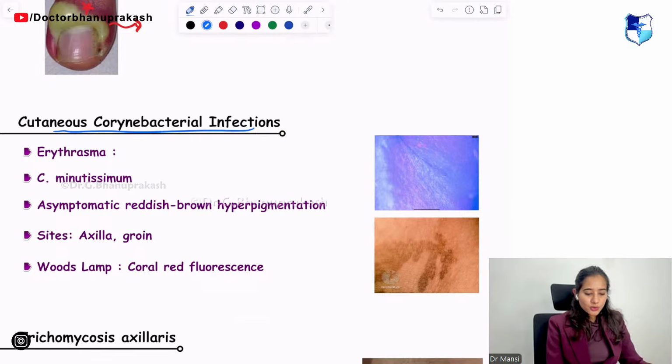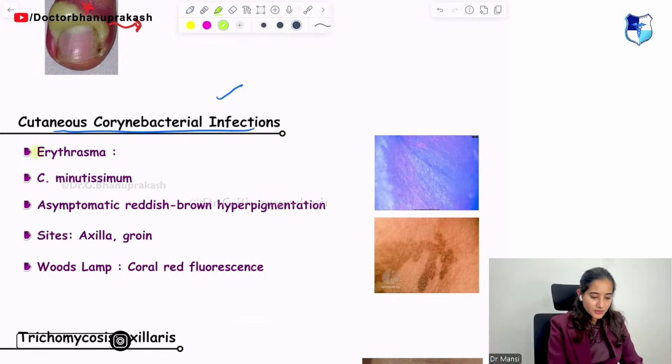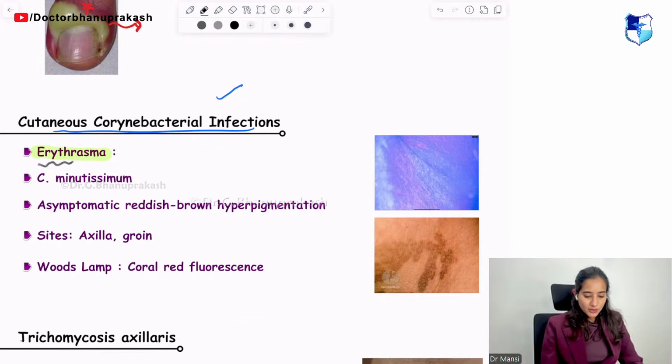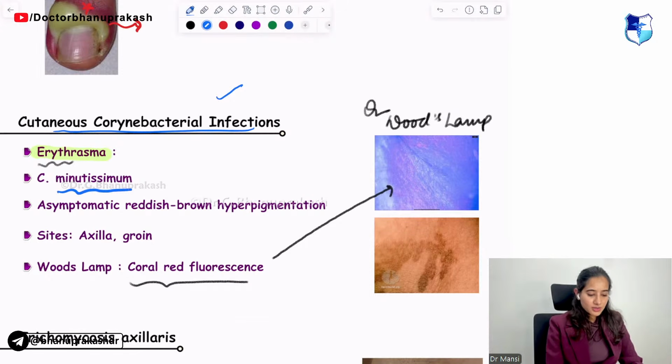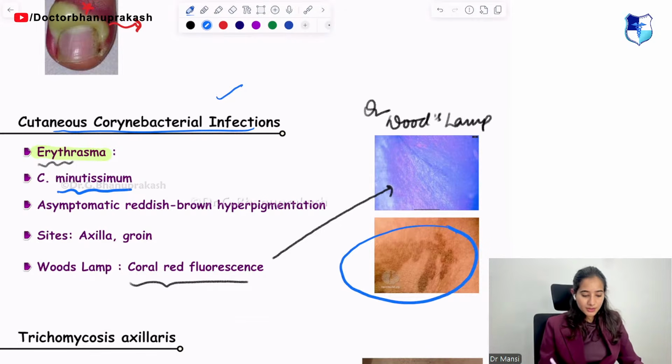Then among cutaneous corynebacterial infections, we have erythrasma. The word erythro is for red. There is a coral red fluorescence which you can see on Wood's lamp examination, and this is important because it has been asked previously. What is the causative agent? Corynebacterium minutissimum, and you can see this kind of lesion, and the sites involved here are the axilla and groin.